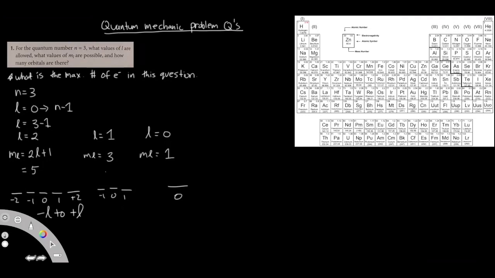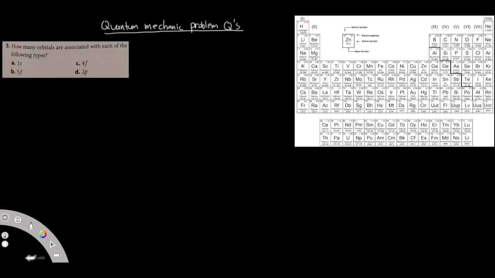Lastly, how many orbitals are there? Well, let's count. 1, 2, 3, 4, 5, 6, 7, 8, 9. That's the answer for that. Lastly, what is the max number of electrons in this question? 2, 4, 6, 8, 10, 12, 14, 16, 18. Again, very similar to the answer that I gave in the previous video during the foundational understanding of quantum mechanics. This was just laid out differently, so hopefully this starts to make more sense and supplements your learning from the last video. So that is the first question.